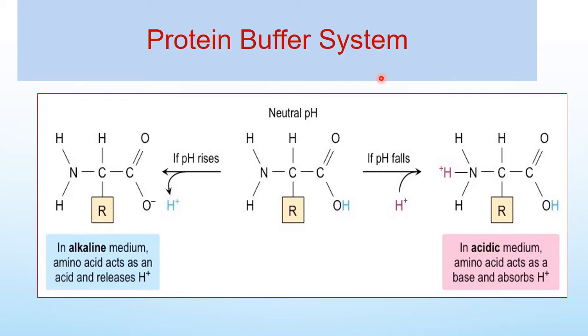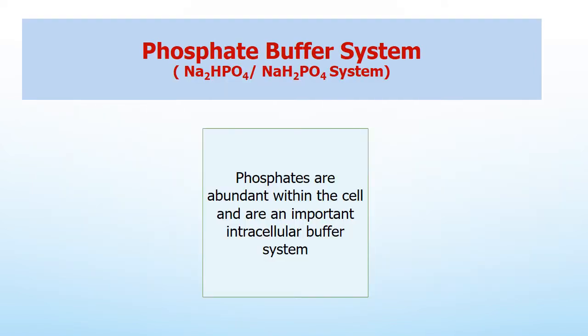Coming to the protein buffer system. The protein buffer system has the amine group and the carboxyl groups. When there is acidosis and the pH falls, the amine group as well as the carboxyl groups are capable of accepting this hydrogen ion and hence reducing the change in pH. And when there is alkalosis, the same groups are also capable of releasing or donating a hydrogen ion to maintain the pH.